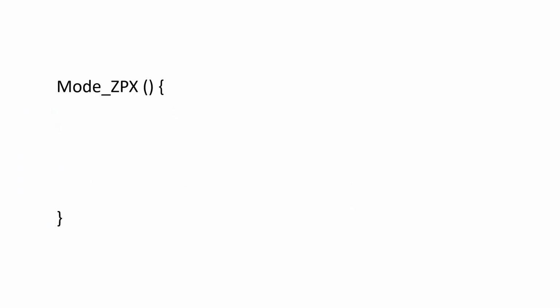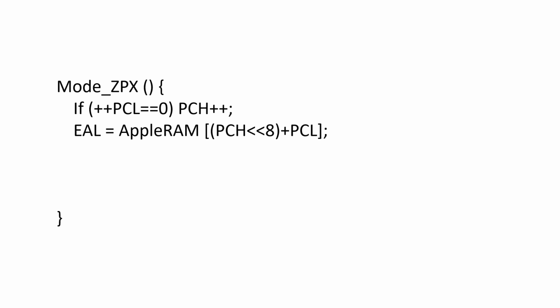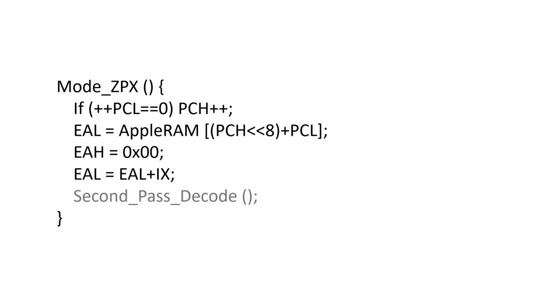Let's go over the mode 0 page X instruction in a bit more detail. First, we increment the program counter. Then we do a main memory read and put the value in EAL. We set EAH to 0. Next, we do an 8-bit addition of EAL with index X and store the value in EAL. And we ignore the carry out from this addition. Then finally, we call second pass decode.